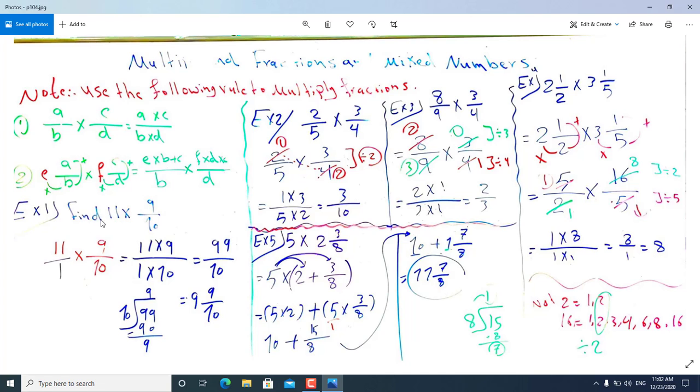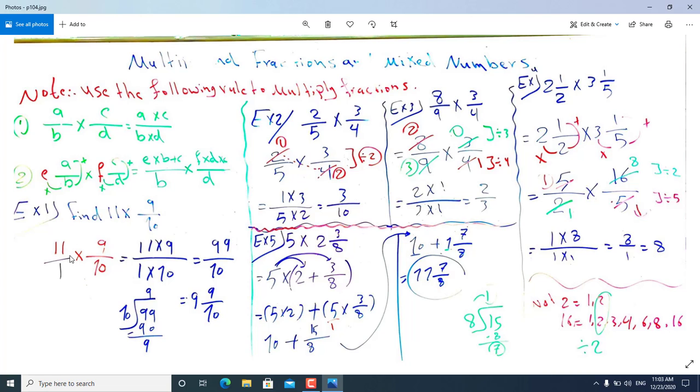For example 1, find 11 times 9 over 10. Look at it: 11 doesn't have a denominator, so it's 1. You can put 1 there. After that, you check whether you can simplify. 1 with 9, or 10 with 11, can you divide by the same number? That means, do we have a common factor between them?